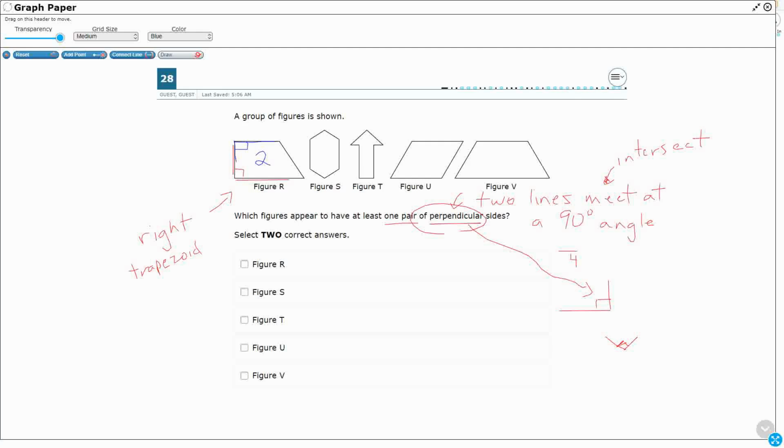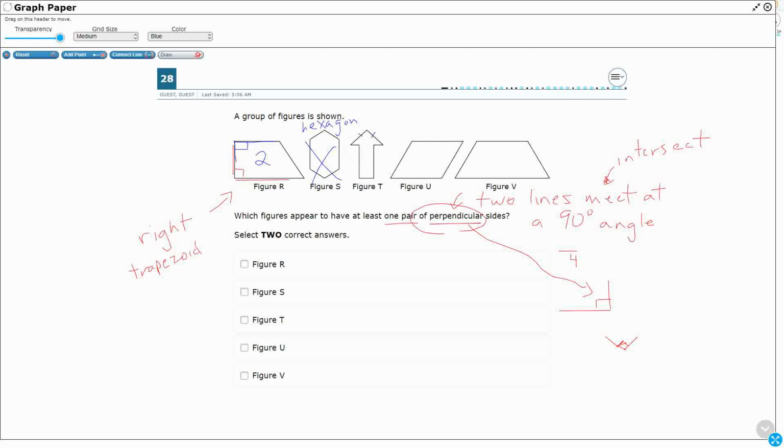Figure S, right, that is a hexagon, kind of stretched out. It's not a regular hexagon. And it doesn't have any perpendicular sides. Those angles are all obtuse. So no for this.